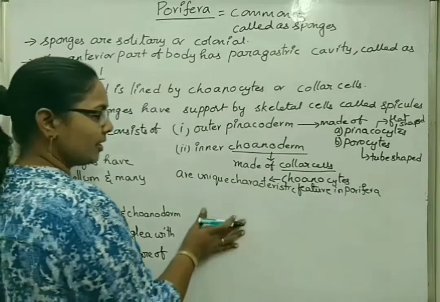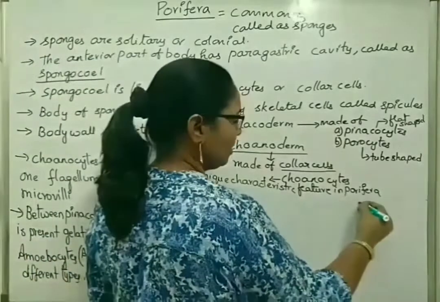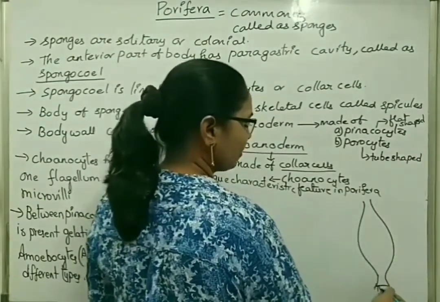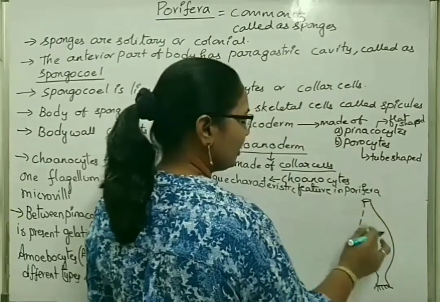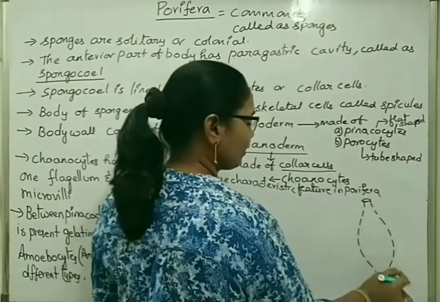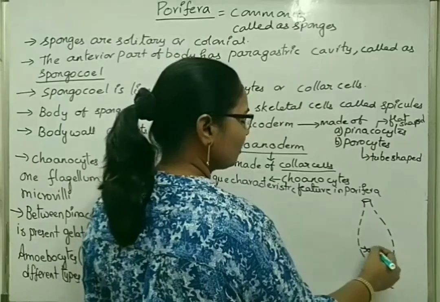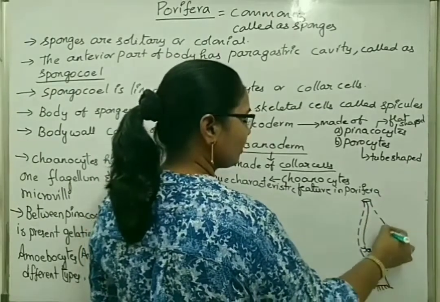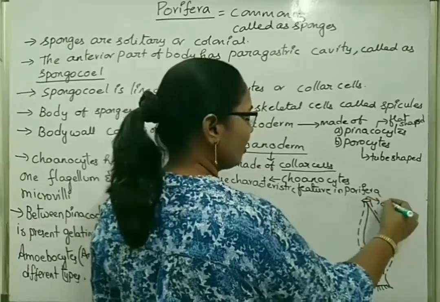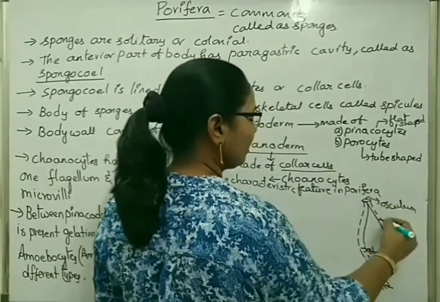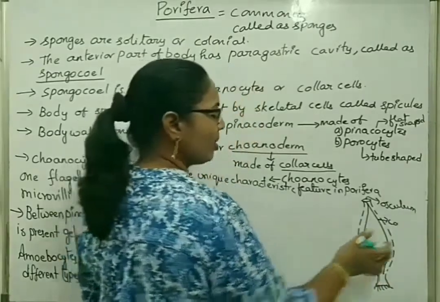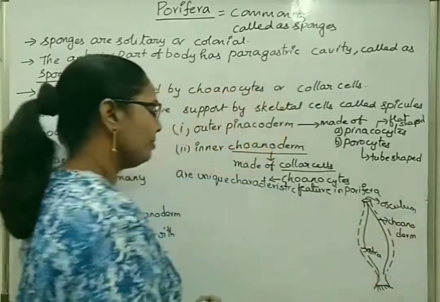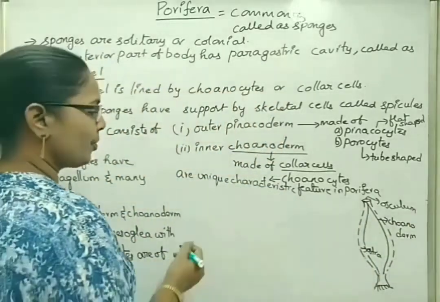You see a rough diagrammatic representation of sponges. Normally, sponge structure will be like this. These are labeled as ostia. Here will be innermost lining. We are telling this one as osculum. Inner one is made up of choanoderm or collar cells, in detailed structure of sponges.